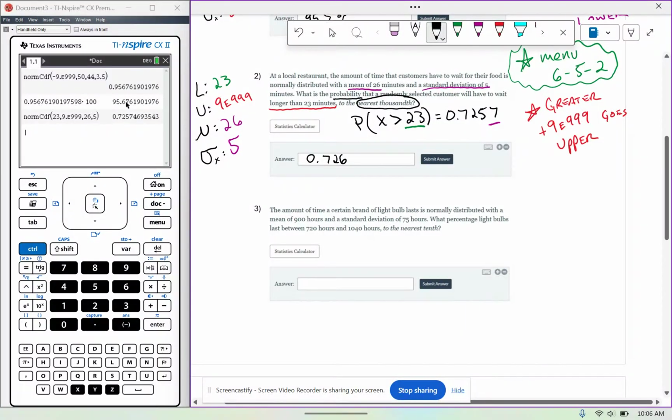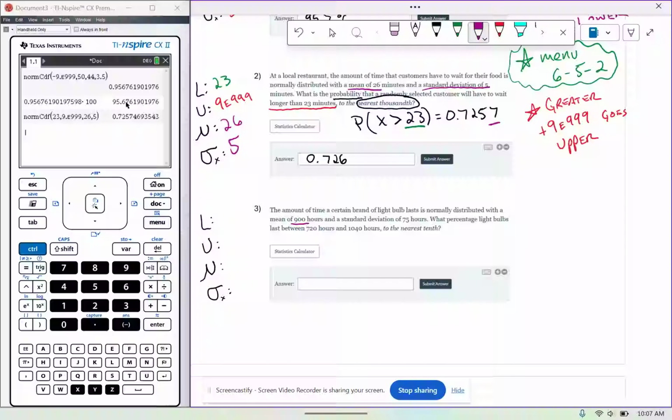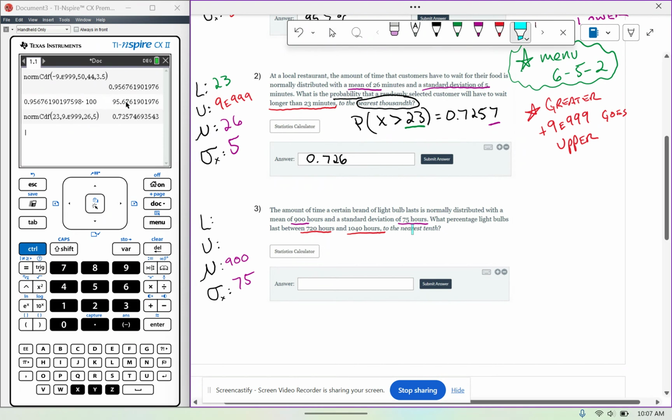So again, for number 3, let's start off by writing out your lower, your upper, your mean, and your standard deviation. All right, so let's read the question. The first thing it says is the amount of time a certain brand of light bulb lasts is normally distributed with a mean of 900 hours and a standard deviation of 75 hours. Nice. So let's write 900 here and standard deviation here. Okay, what is the percent of light bulbs if they're between 720 hours and 1040 hours? Please round to the nearest tenth.